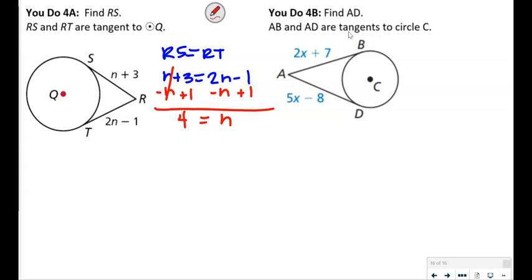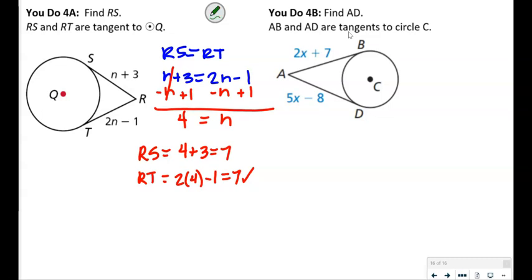Once again, not my answer. We're going to plug it into RS. RS is equal to 4 plus 3, that equals 7. And we're going to check it by putting that n into RT as well. So RT is equal to 2 times 4. We all know that's 8 minus 1, and that is our 7 again. There's our check. Okay, if you didn't do both of them, pause the video here and go ahead and do the next one.